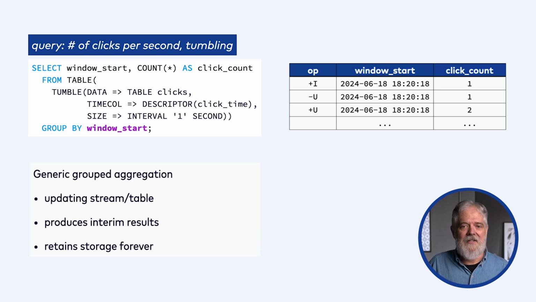On the other hand, if we had only grouped by the window start field, this query would be planned using a generic grouped aggregation. The result is a table that includes updates. As you see here, the first event causes the counter to be set to 1, and the second event updates that 1 to a 2. With this query plan, the storage for each window is retained forever.